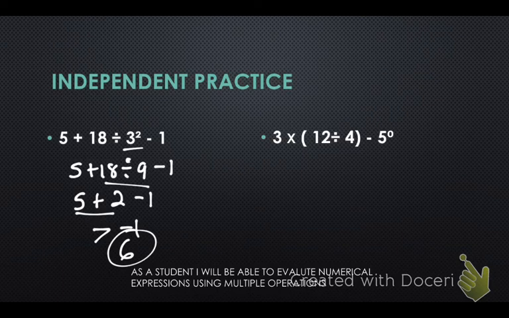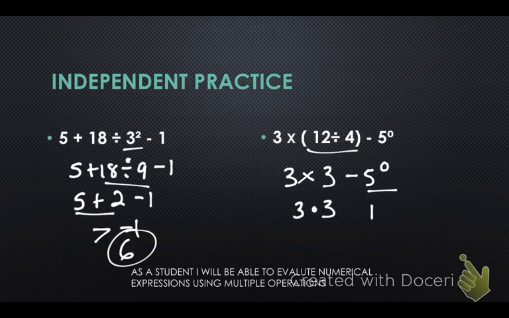Let's move on to this one. First thing we should do is parentheses. 3 times 12 divided by 4 is 3. So 3 times 3, minus 5 to the 0 power. Next thing we should do is exponents. What is 5 to the 0 power? Well, that's simple. That is 1. So we have 3 times 3 minus 1. Okay, we need to do multiplying next. 3 times 3 is 9 minus 1. 9 minus 1. And that gives us an answer of 8. Those should have been your 2 answers.